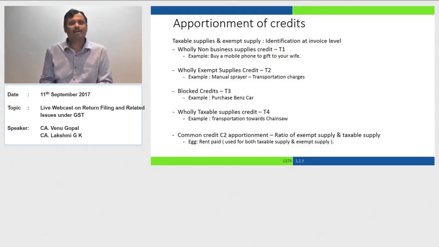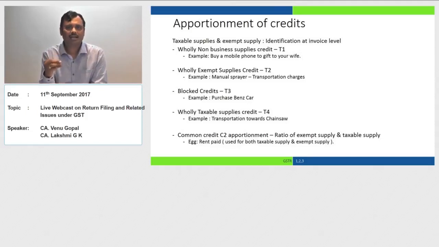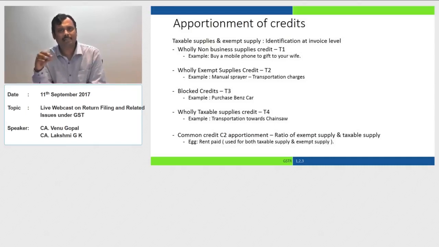Now, let me link back all this to T1, T2, T3. Those credits which are not attributable to the business, like the rent paid for my house which is debited to the business expenditure, are not allowed credit, that is called your T1. Rent paid for the godown exclusively used for supply of rice, again used in the exempted supply, is T2, input tax credit is not available. 17.5 blocked credits, any purchases of items mentioned in this, is T3, your input tax credit is not available.